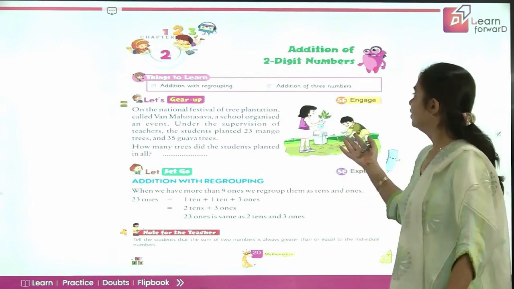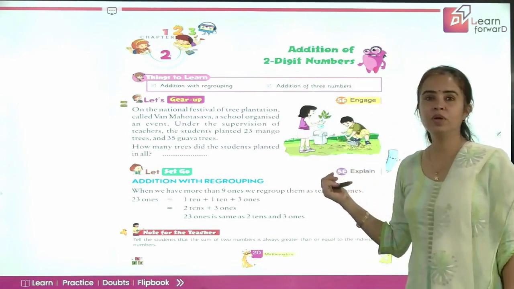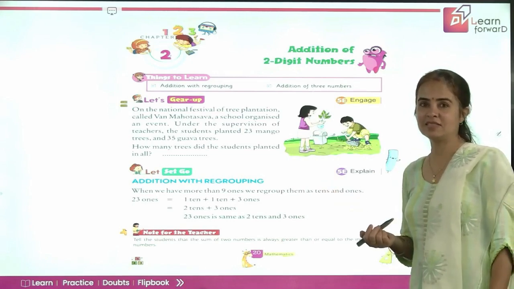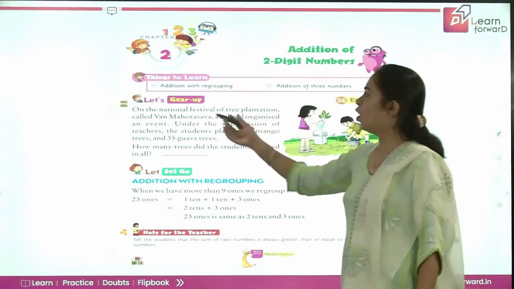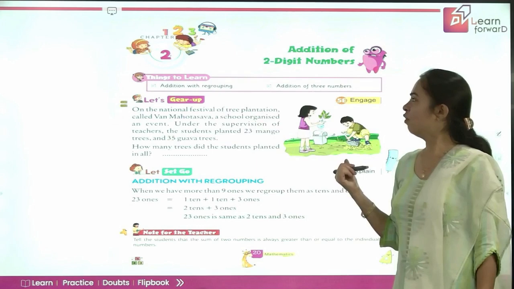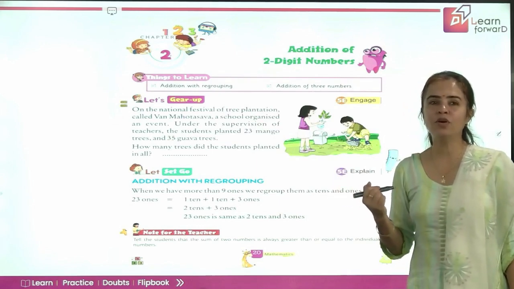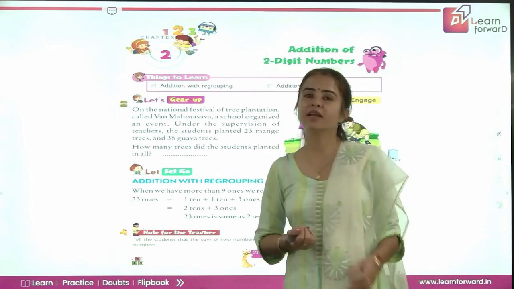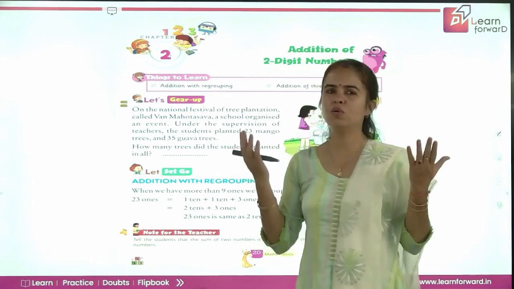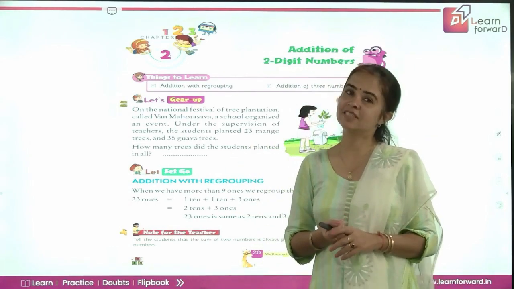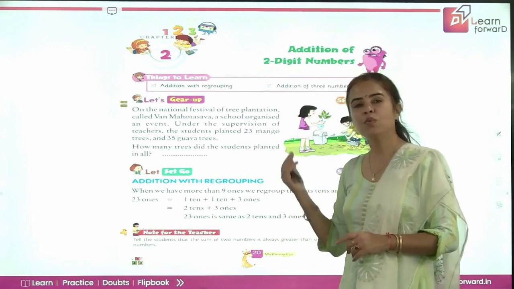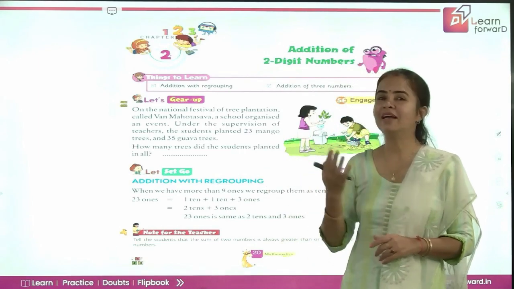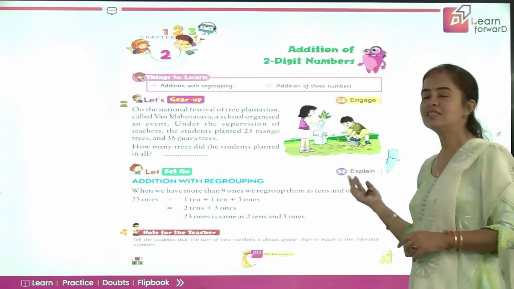We have some children here. What are they doing? They are planting trees. Let's know about them. On the National Festival of Tree Plantation, what is it called? Do you know? Yes, that is called Van Mahotsav. A school organized an event, and I'm sure you all must be organizing such events in your school also. So what do you do there? You plant trees.